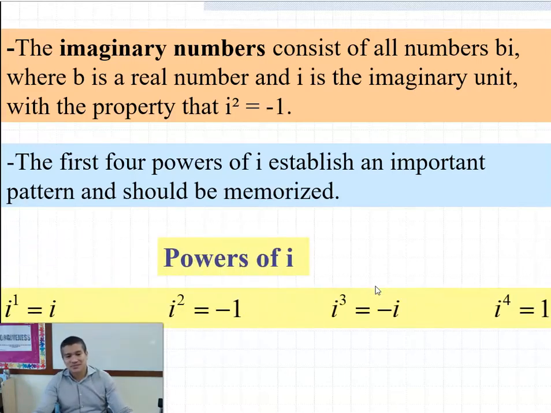we can use this pattern, okay? So we have i raised to the power of 1. Remember, any variable raised to the exponent 1 gives you the same result, which is i. i squared is equal to -1. i cubed is equal to -i. And i raised to the power of 4 is equal to 1. So these are the 4 basic patterns that you are going to remember to solve for imaginary numbers where the exponent is greater than 4.